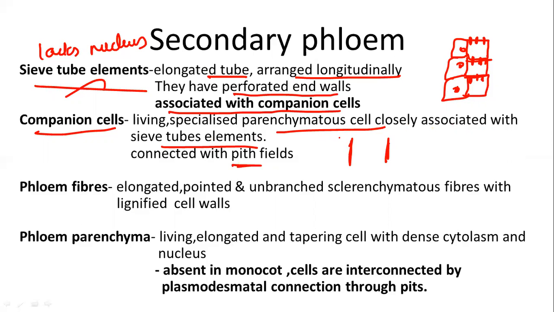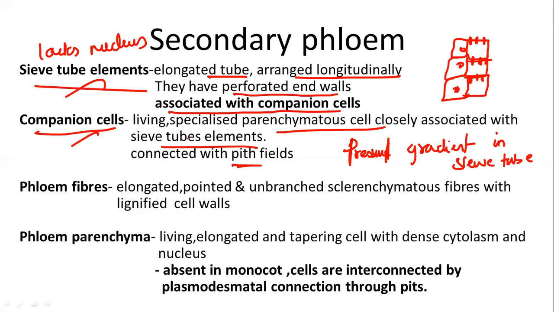The pit field is also connected in a common longitudinal way, and the function of the companion cell is to maintain the pressure gradient. So remember this, it helps in maintaining the pressure gradient in sieve tubes. That is one of the most important functions of companion cells.